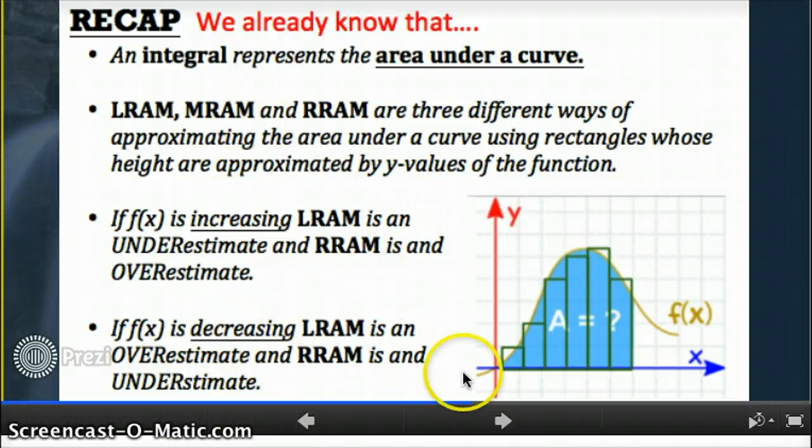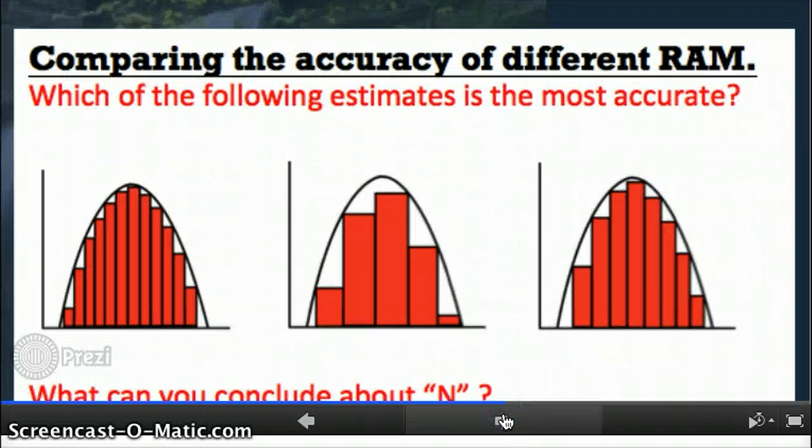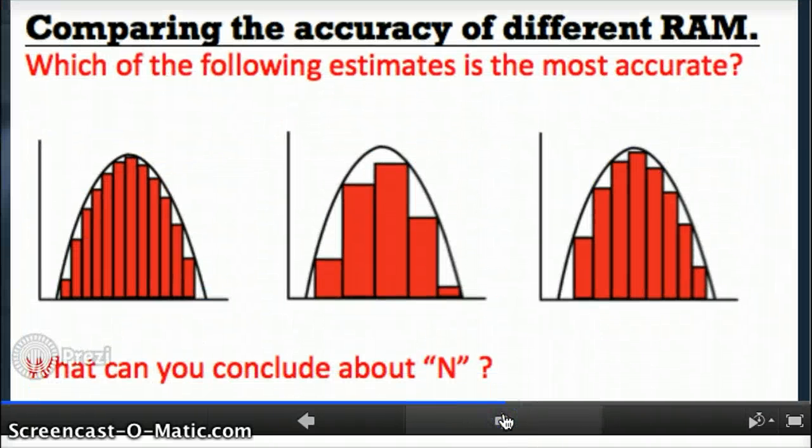Let's build on this idea of estimates. Essentially, a rectangular approximation is just an approximation. So it's worth talking about how good those approximations are. Look at the three images on the screen. Out of these three graphs, they're all the same parabola. Which of these three rectangular approximations is most accurate?